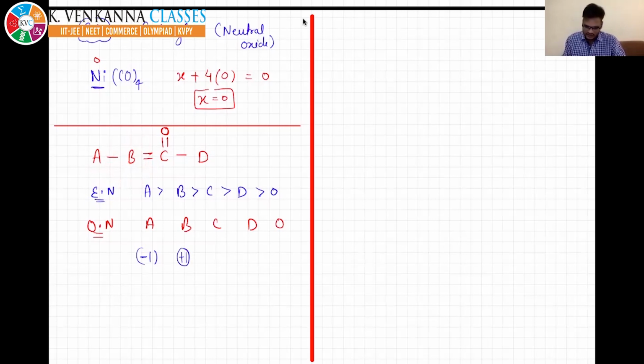Okay. In this case, you see C is having 5 bonds, 2 with more electronegative atom and 3 with less electronegative atom. So with more electronegative atom, it will get +2. With less electronegative atom, it will get -3. So its net charge will be -1.